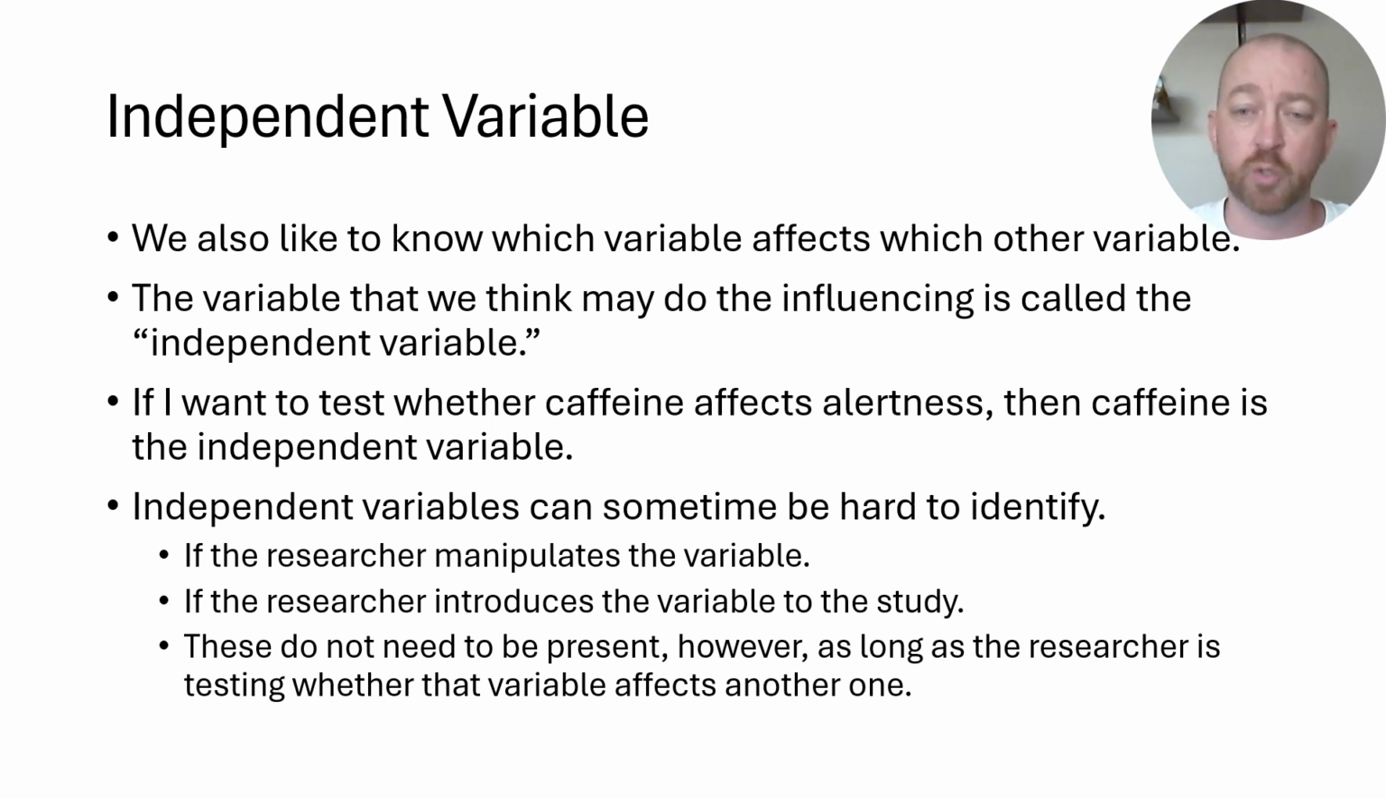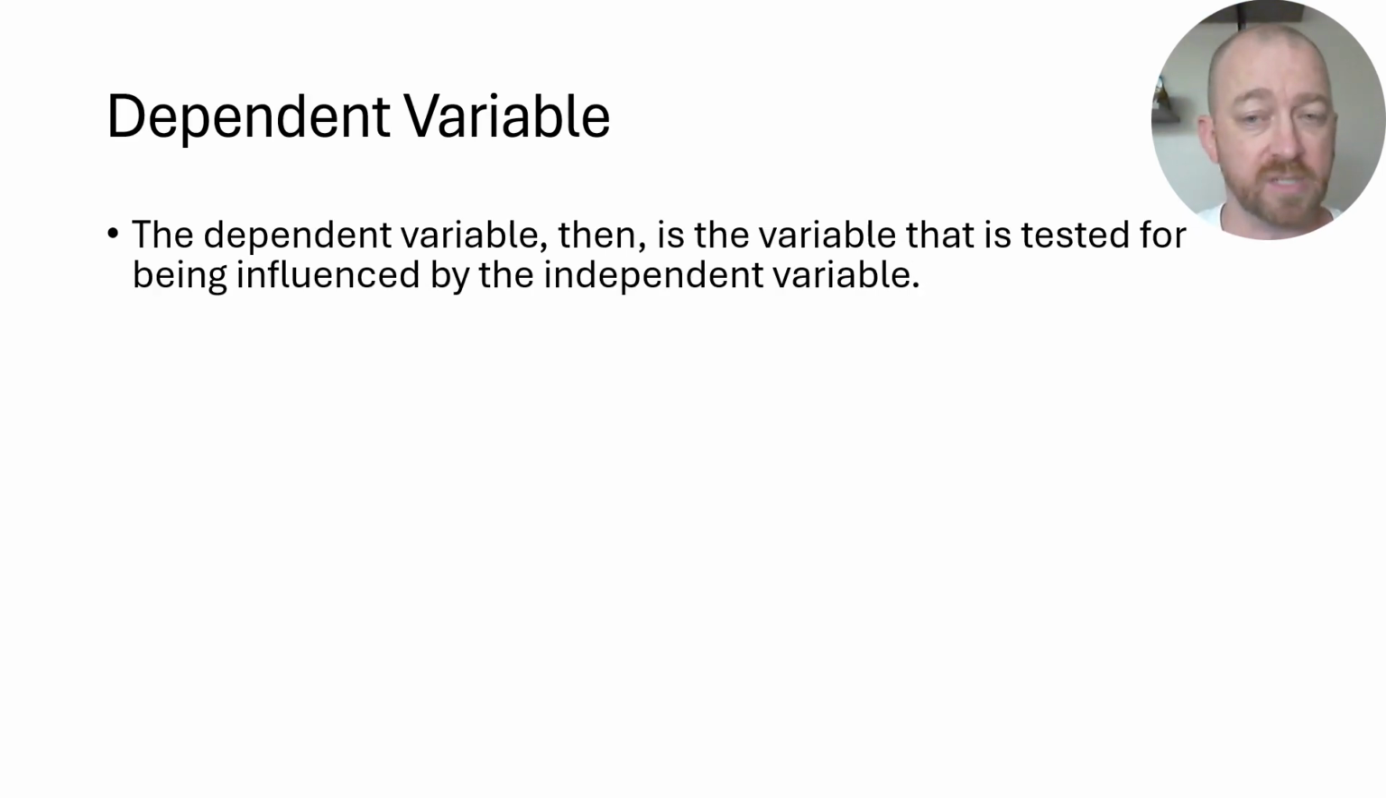That's just not doable. And so even though I don't introduce it and I don't manipulate it, if I think that it is biological sex that is influencing the verbal reasoning ability, it's still the independent variable, even though I can't do those two things. Okay, so you keep an eye out for that. It's really the clearest indication: if I think it is the thing that is influencing the other thing, then it's the independent variable. So of course, in contrast to the independent variable is the dependent variable.